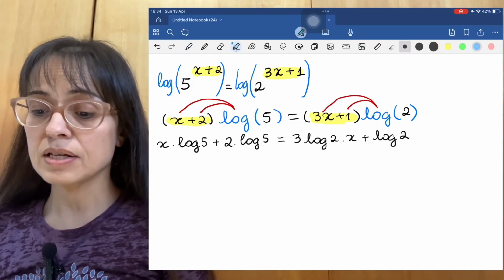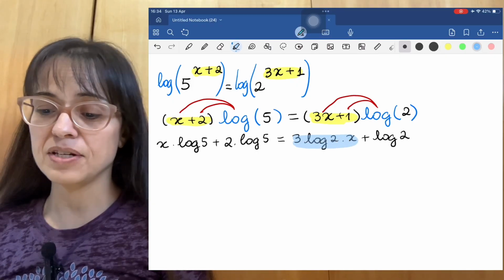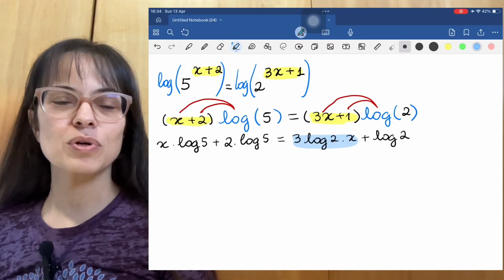I'm struggling to decide in what order to write these things here in this term, because it's 3 things being multiplied together.